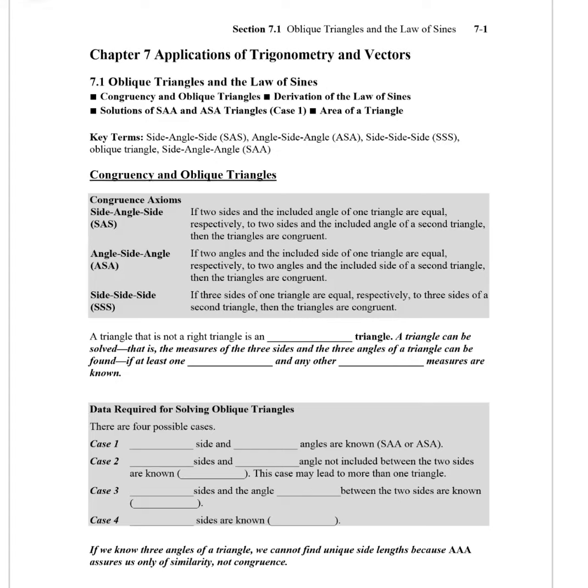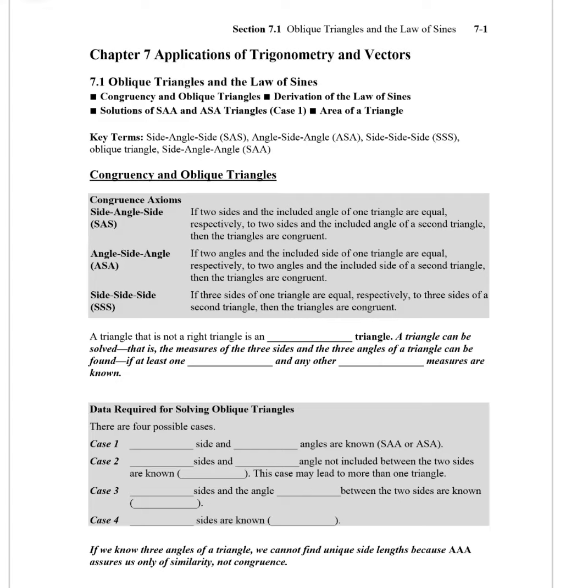This is Chapter 7, where we're going to be working on applications of trigonometry. We're going to be solving oblique triangles in the first 3 sections, and then the last 2 sections are on vectors. Section 7.1 is on oblique triangles and the law of sines.